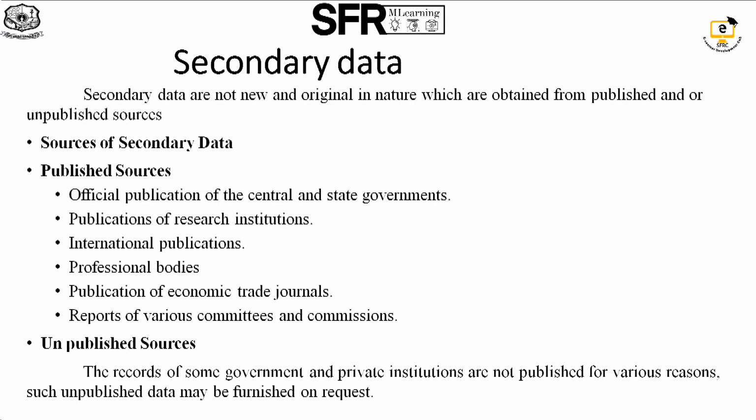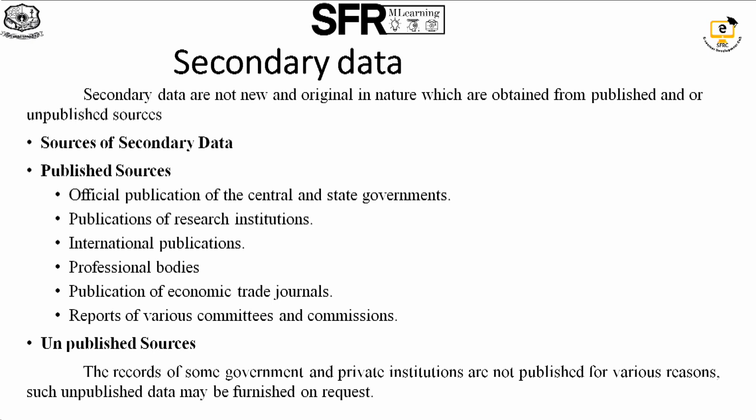Another source is the secondary source, that is, secondary data. This secondary data is collected from primary data. Here we have two sources, published sources and unpublished sources. So let's see later. Secondary data are not new and original in nature, but primary data is new and first collected. Secondary data are obtained from published or unpublished sources. Any published source has some details we can get from it. So that is the secondary data.